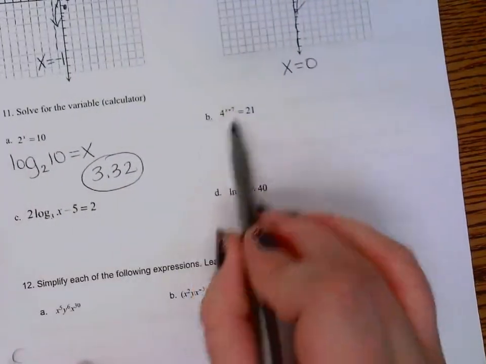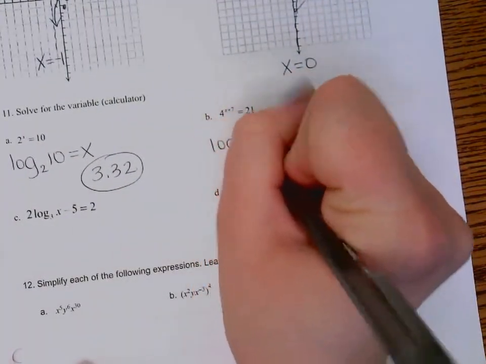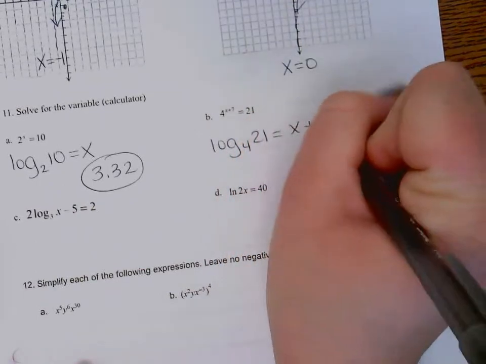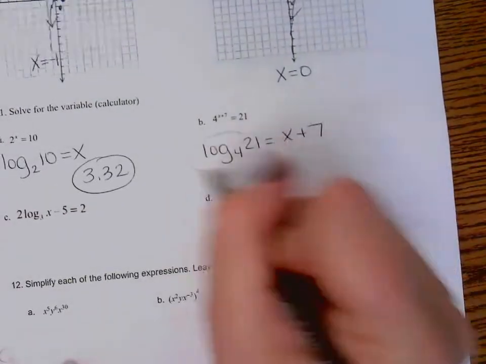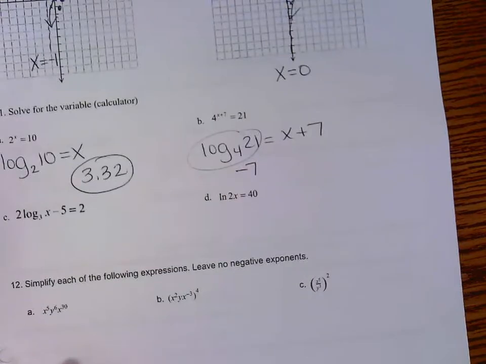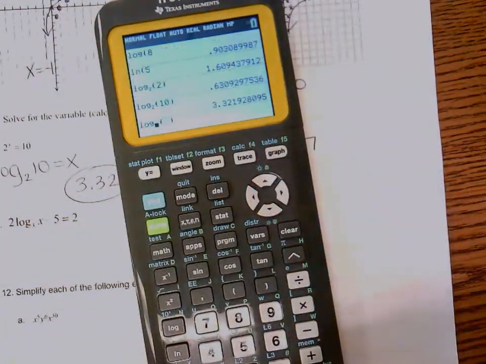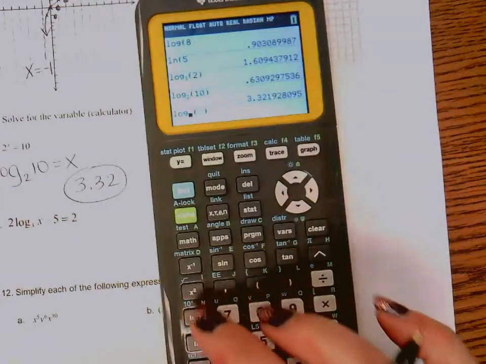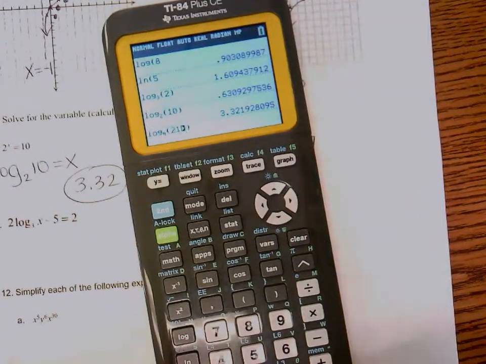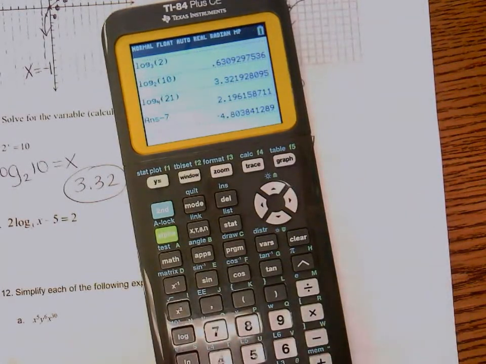Again, the exponent is by itself. The log base 4 of 21 equals x plus 7. So I'm going to evaluate this and then at the end subtract off 7. Math, log base, the log base 4 of 21, enter, and then minus 7. Negative 4.8.